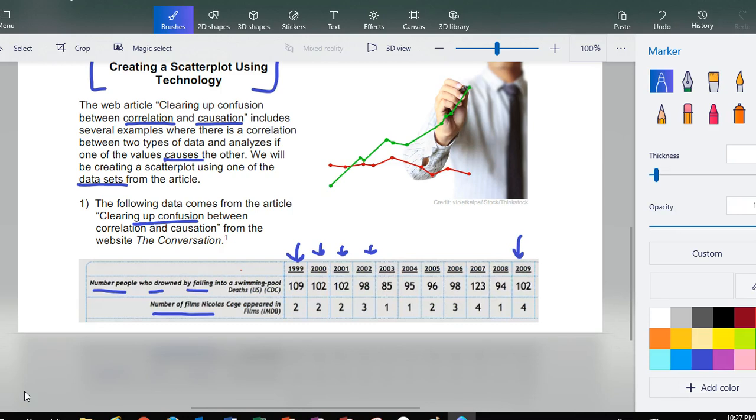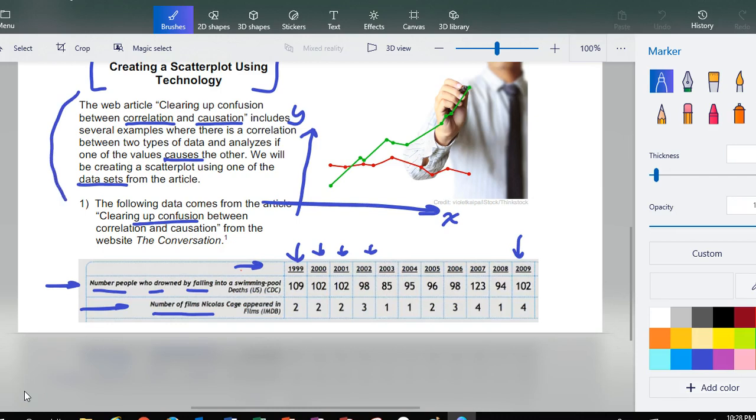Part A asks, when you create the scatter plot, which variable should be on the vertical axis and which should be on the horizontal? Explain. So the whole time I've been talking to you guys, I keep saying it makes much more sense to me when I can see it somehow. And so it's asking which one of these, the years, the number of people who drowned, or the films that Nicolas Cage appeared in, should be on the vertical axis and which should be on the horizontal.